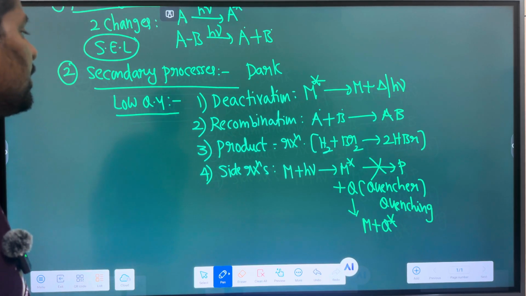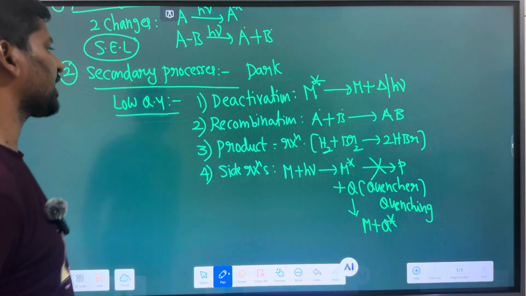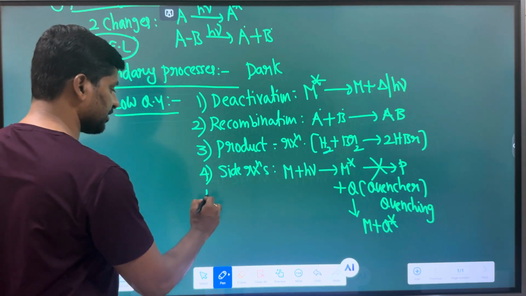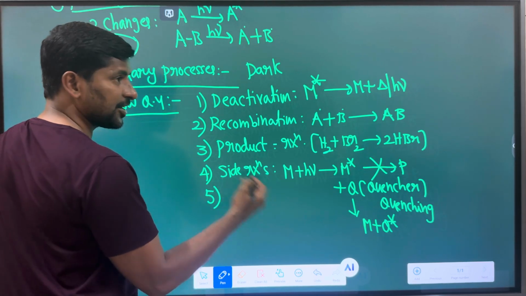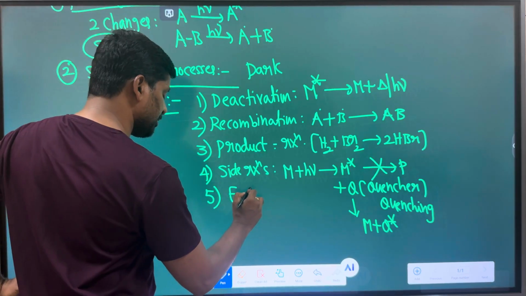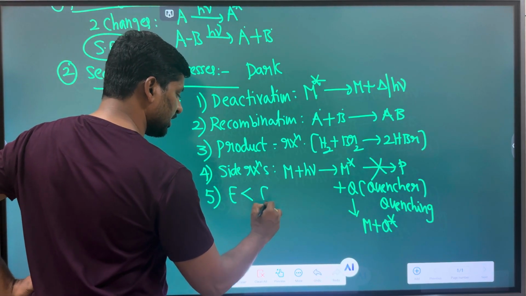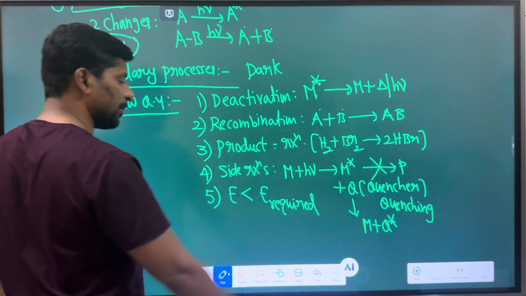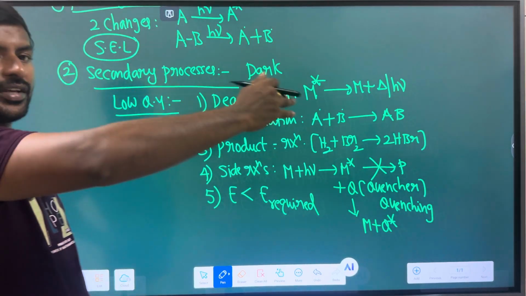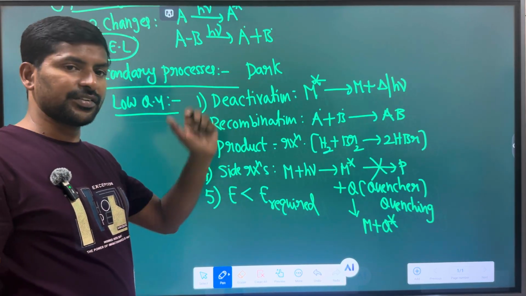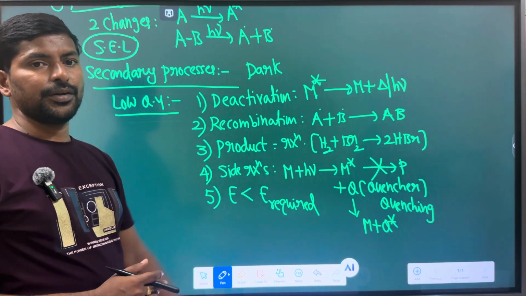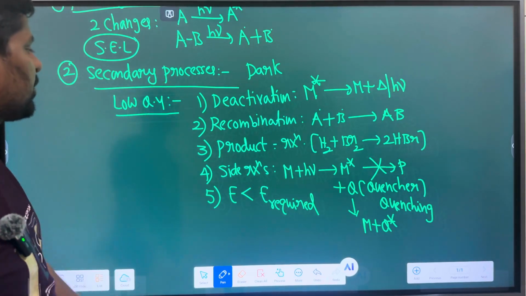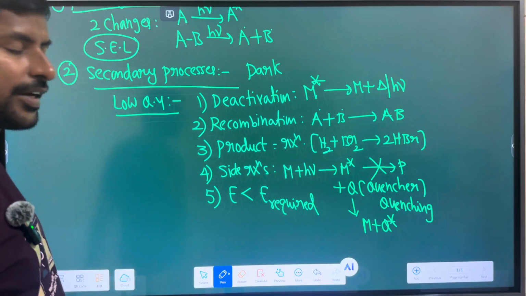Quenching. So various reasons are deactivation, recombination, product involvement in the reaction, side reactions, and the activation energy may not be sufficient. Whatever energy we supplied may be less than the energy required to cross the energy barrier. In such a case, they may not cross the energy barrier, so reactants may not convert to products. These are the various reasons we have for getting low quantum yield.